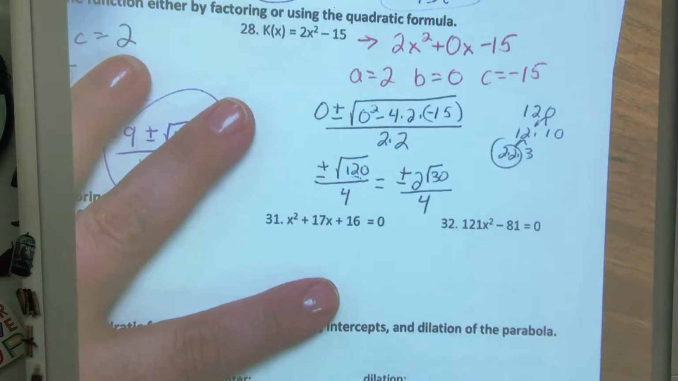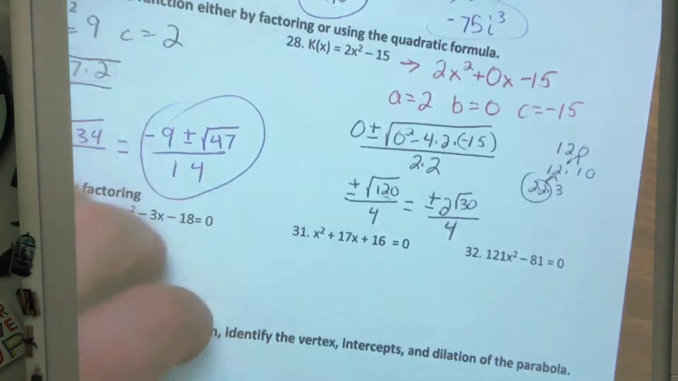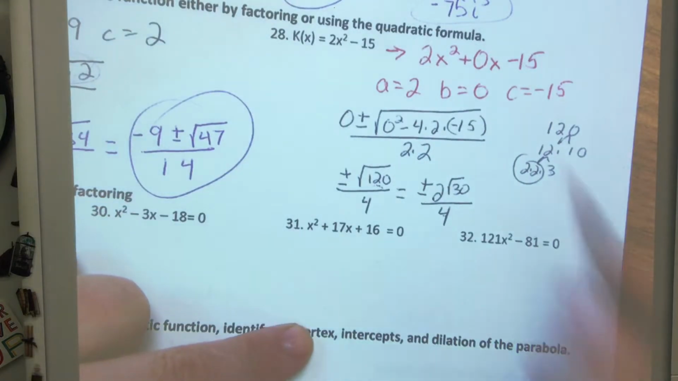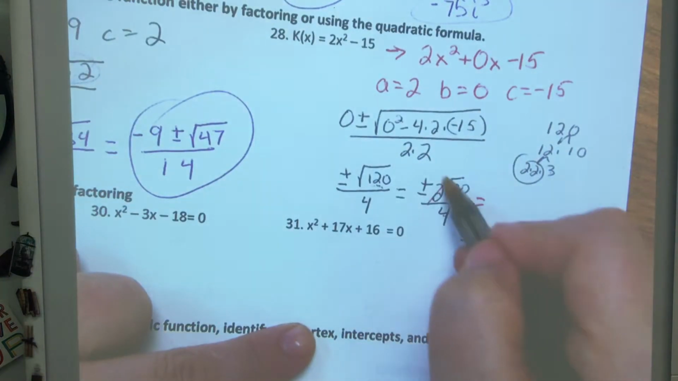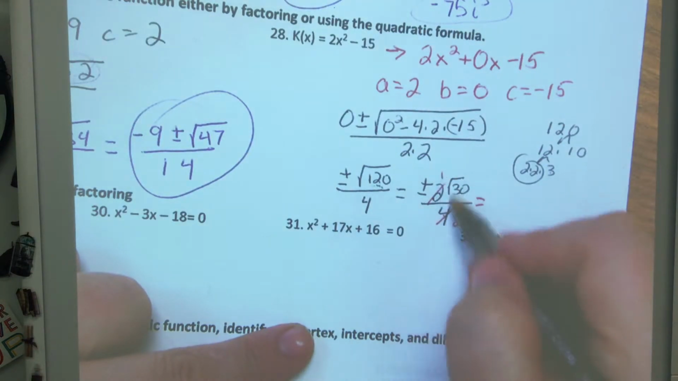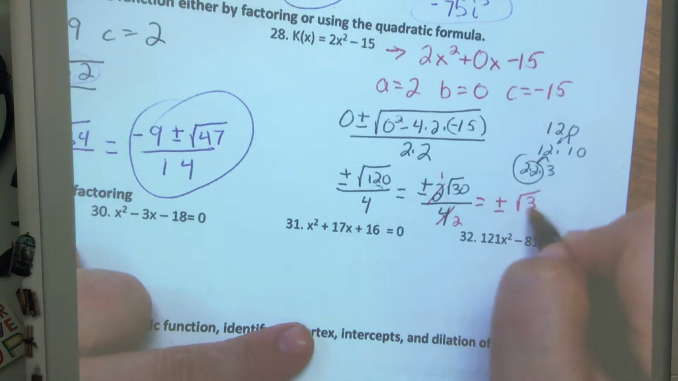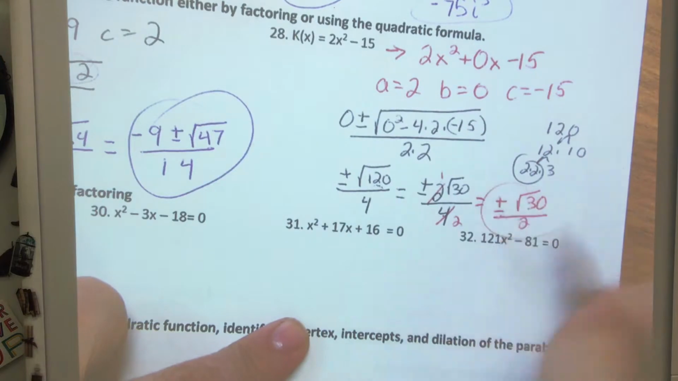over 4. Now I think I'm done, but 2 and 4 can be simplified. I can divide the numerator and the denominator by 2: 2 divided by 2 is 1, and 4 divided by 2 is 2. This gives me plus or minus square root of 30 over 2. And that would be my final answer.